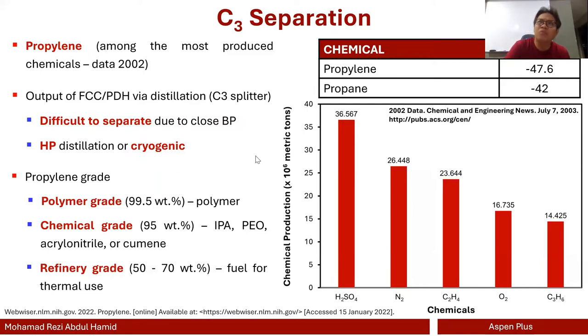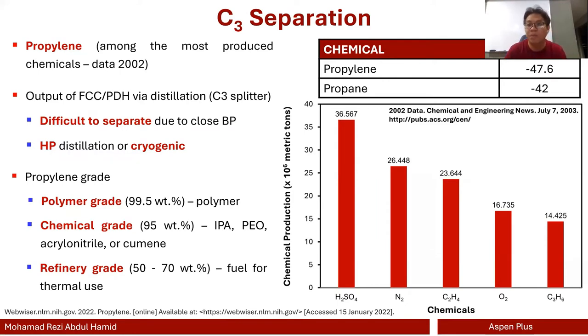And when people are separating propylene from propane, of course, among the specifications they would like to get would be the grade or purity. For propylene, you can have polymer grade propylene at around 99.5%, and by the name you can tell that it will be used to create polymer.